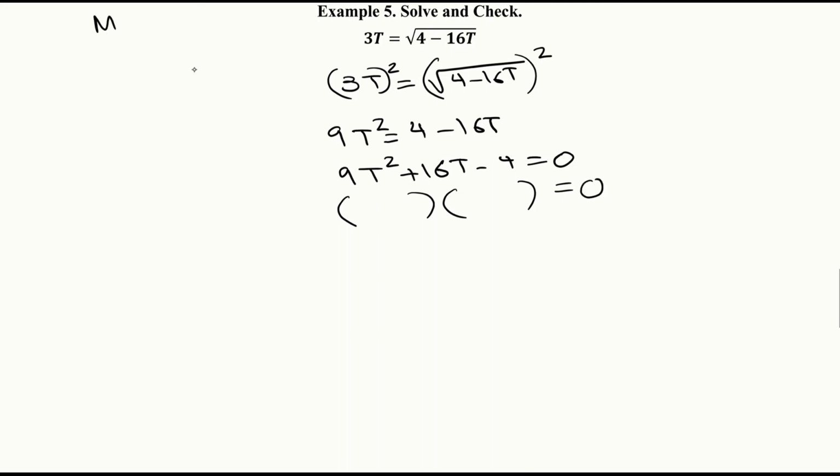Also remember, this is a mandatory check problem because of the square root. So let's see, we can try 3t and 3t and maybe 2 and 2. That'll give us 6t here and 6t on the outside. That's not going to get the job done. So we'll go ahead and try another combination.